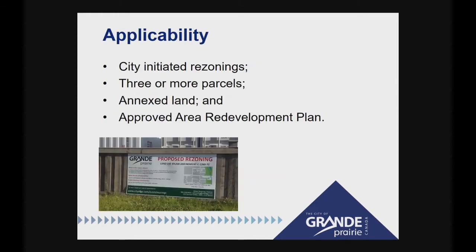So where does this apply? It's proposed that it would only be for city-initiated rezonings, so an outside applicant couldn't use this clause to get around posting signs. It applies when the rezoning involves 3 or more parcels. The logic there is that if it's 2 or 3 parcels, it's reasonable to post signs on the properties, and beyond that, administration can use their discretion as to what's appropriate. And it applies to, as I mentioned, annexed lands and ARPs.